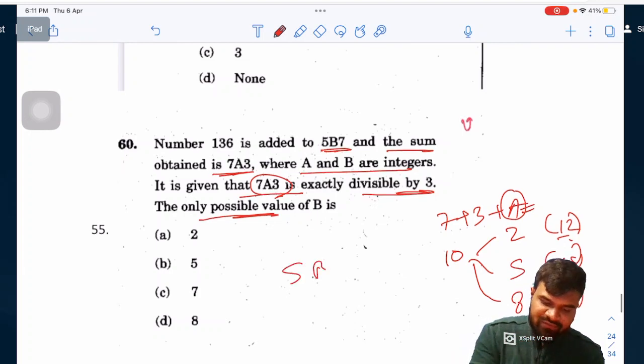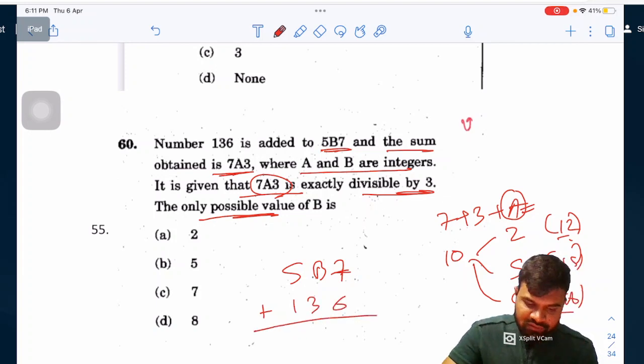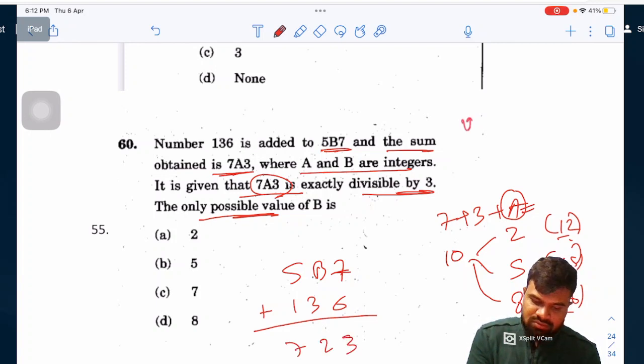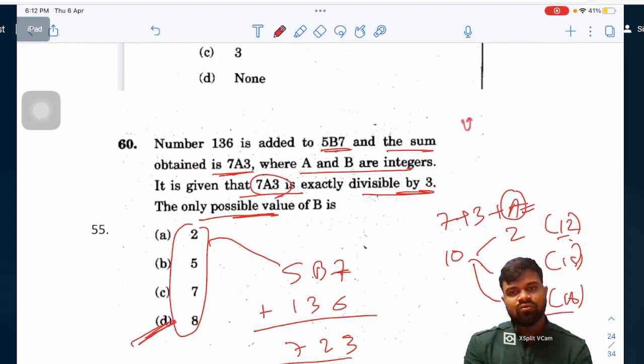Now 5b7 plus 136, we have to try this thing. Can it be 723? After hit and trial, we will find that it can be 723, 753, or 783. Now, if we put these options in and try to find these values with a, we find that b is equal to 8. So this is the only way to do this question, hit and try.